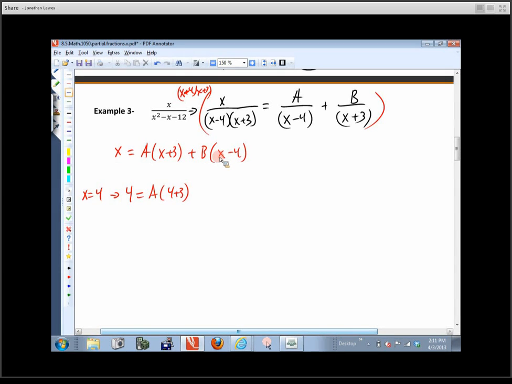What does this turn into? Okay, I'll write it this time. Eventually, I'm just going to stop writing it. That turns into a 0, correct? So 4 equals 7a. A equals 4 sevenths. Not the nicest number in the world, but we can deal with that.